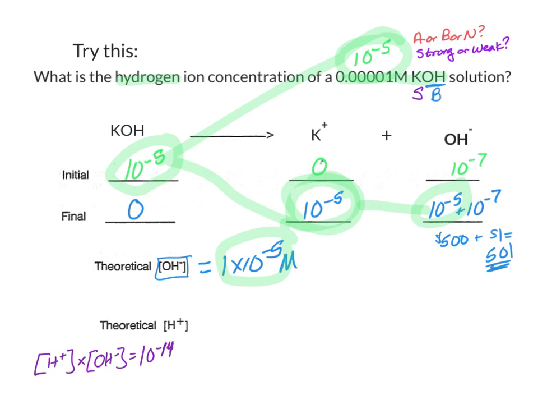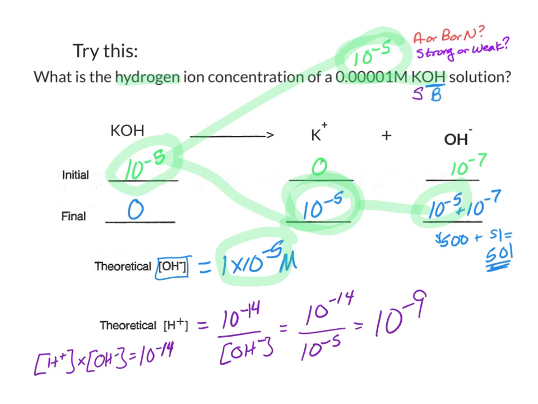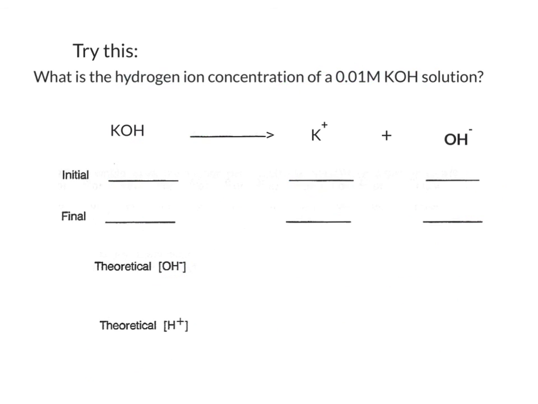Then, after rearranging our equation of hydrogen times hydroxide is 10 to the negative 14, we find that the theoretical hydrogen ion concentration is 10 to the negative 14 divided by the hydroxide ion concentration, which in our case is 10 to the negative 14 divided by 10 to the negative 5, or 10 to the negative 9 molar in hydrogen ion.